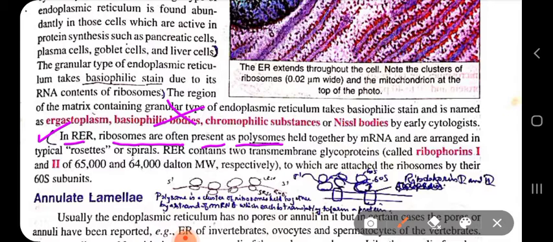So, what are polysomes actually? A polysome is a cluster of ribosomes. That means many ribosomes held together by a strand of mRNA, each translating to form a protein. So it simply means there are many ribosomes attached together and held with the mRNA, and they are using that same mRNA as a template for synthesizing proteins through a process called translation.